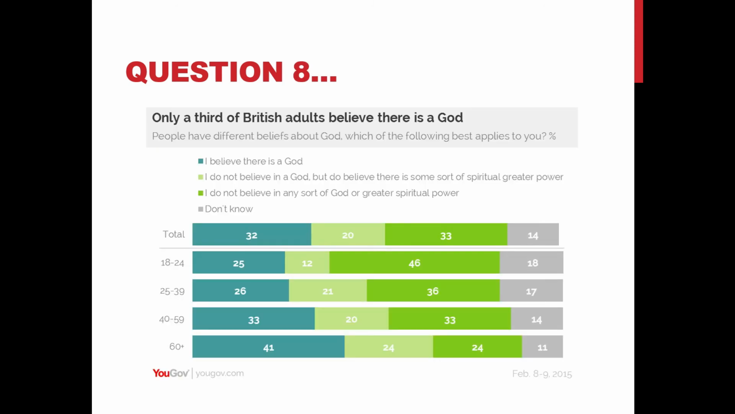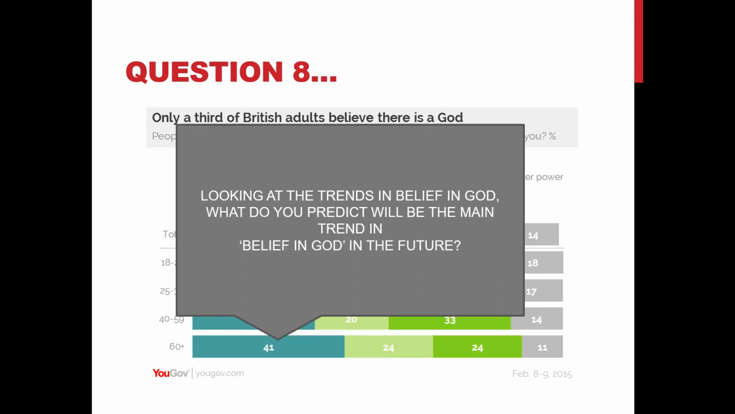Your final question asked you what proportion of British adults believe there is a God. And as you can see on the screen, only a third of British adults believe that there is a God. Looking at the trends in belief in God, it would suggest to us that we may reach a point in the future where we have a total society with no belief in God.